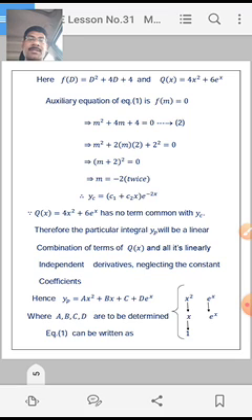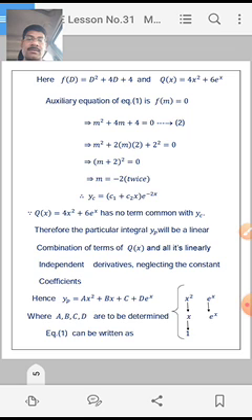Auxiliary equation f(m) = 0: m^2 + 4m + 4 = 0. By factorization, we get the two roots as -2, -2. The complementary function is yc = (c1 + c2 x)e^(-2x). q(x) = 4x^2 + 6e^x. As no term is common with yc, the particular integral yp will be the linear combination of the terms of q(x) and their linearly independent derivatives, neglecting the constant coefficients.